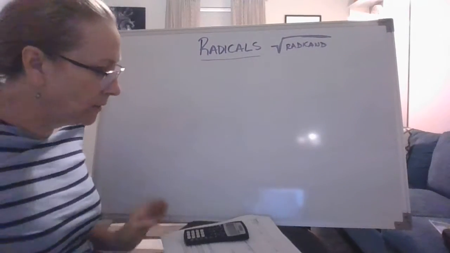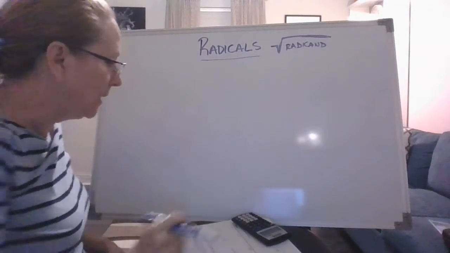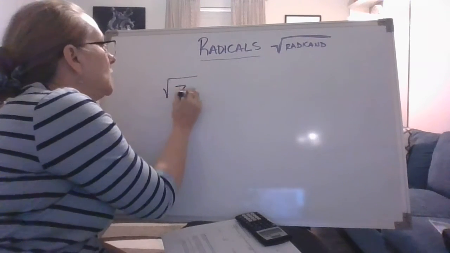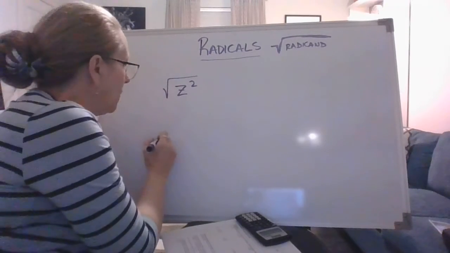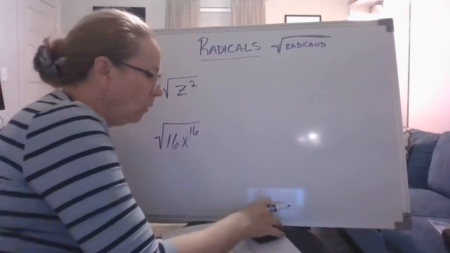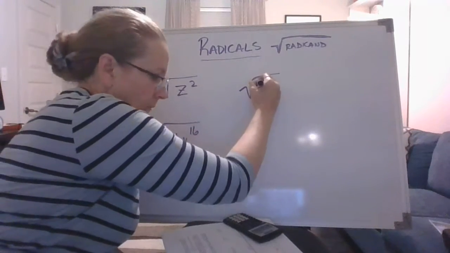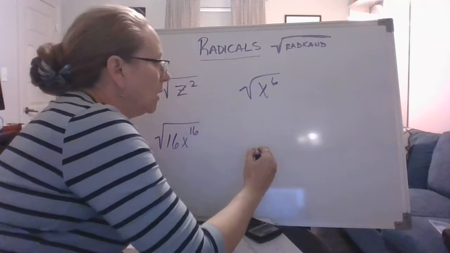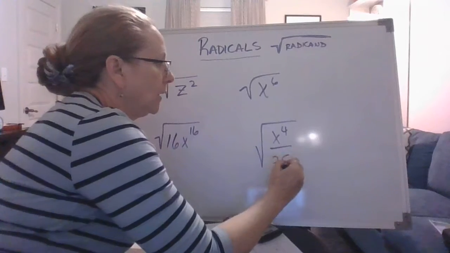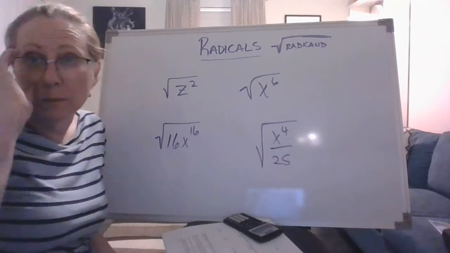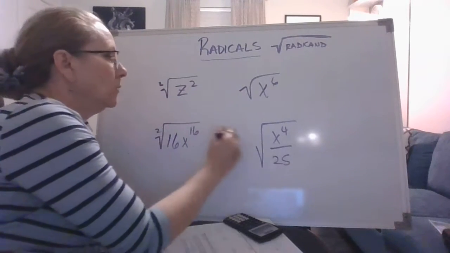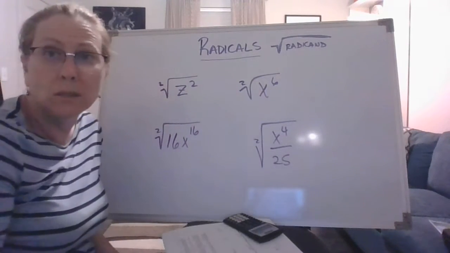Okay, moving on. What if we add some variables in the mix? Like the square root of z squared, or the square root of 16x to the 16th, or the square root of x to the 6th, or the square root of x to the 4th over 25. Okay, so these are all square roots. So our index is 2. These are all 2, because this is square root.